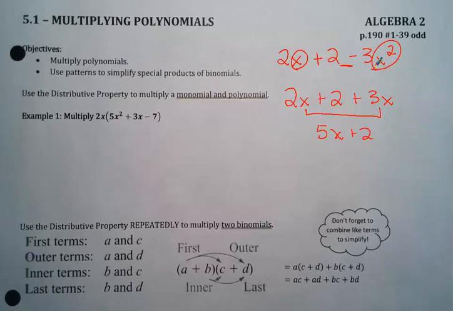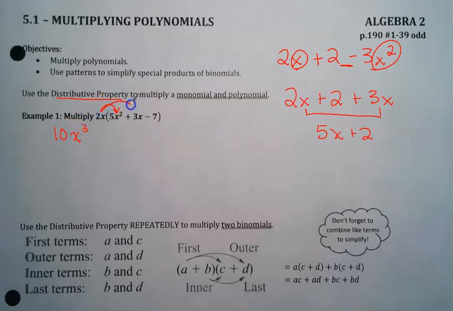To do this, we're going to use the distributive property to multiply a monomial and a polynomial. The 2x here is the monomial. The 5x squared plus 3x minus 7 is the polynomial. And we distribute. So 2x times 5x squared: 2 times 5 is 10, and x times x squared is x cubed.